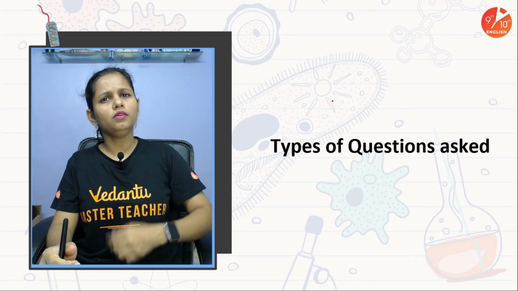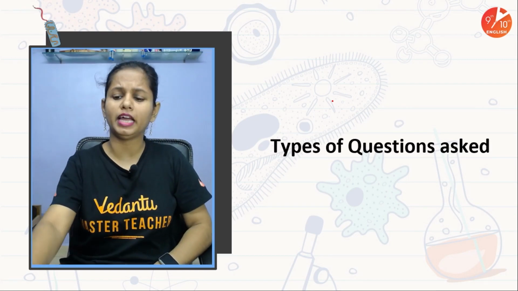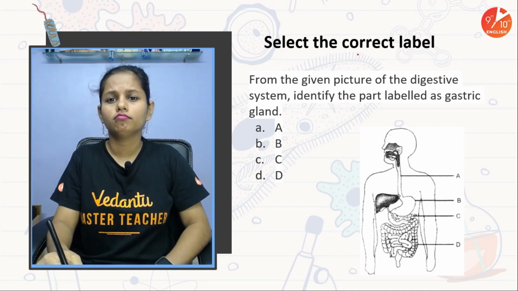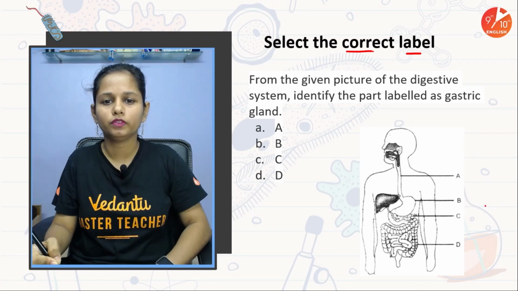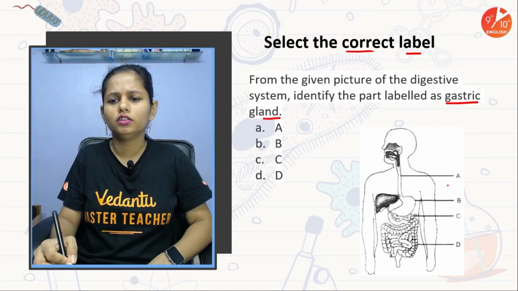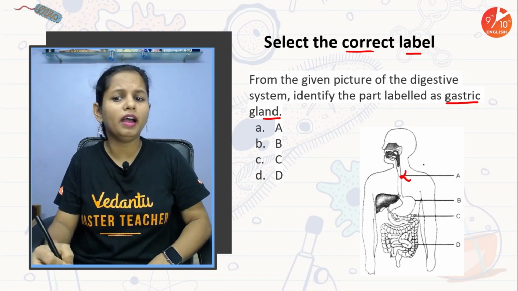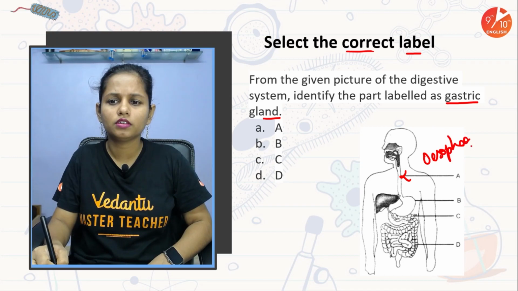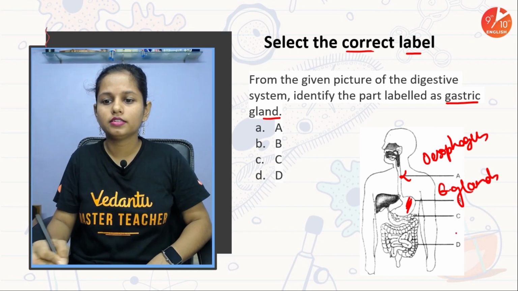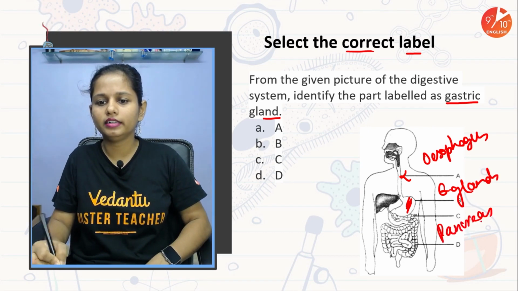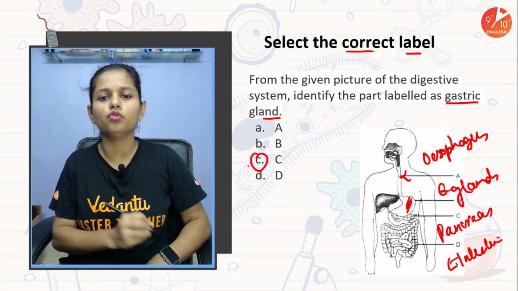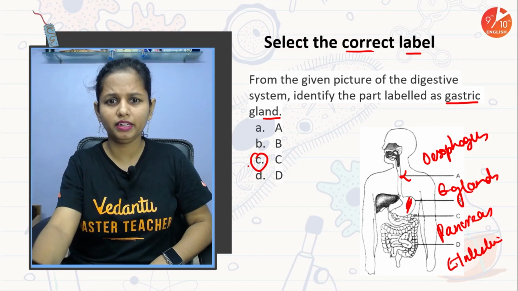Okay, so now let us actually move ahead and understand what are the types of questions which can be asked based on the diagram. So first of all, the direct ones, select the correct labeling. Okay, so here they have asked you to pick up the correct label, gastric gland. So which one is the gastric gland? This part A is nothing but esophagus, and B has the gastric glands, C is the pancreas, and D is the large intestine, right? So children, the correct answer is B over here. Am I correct? That's the gastric gland.